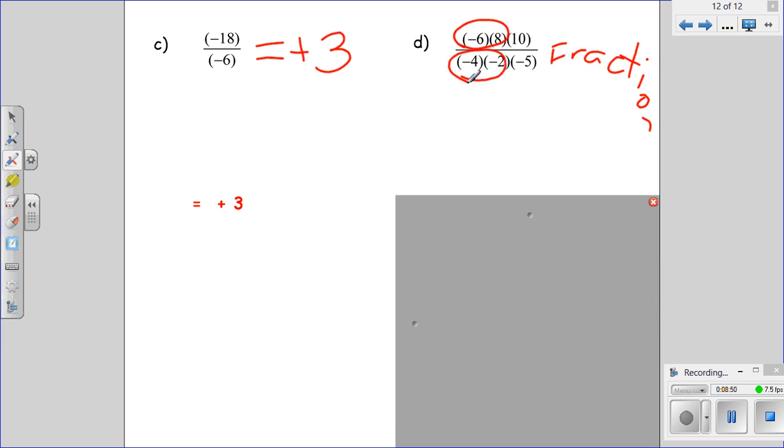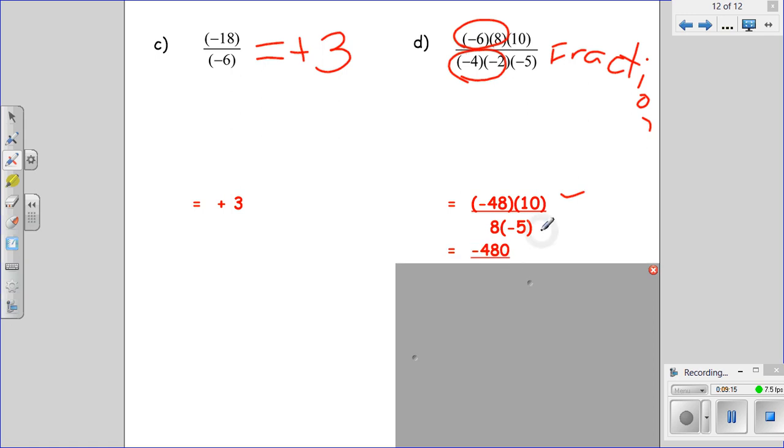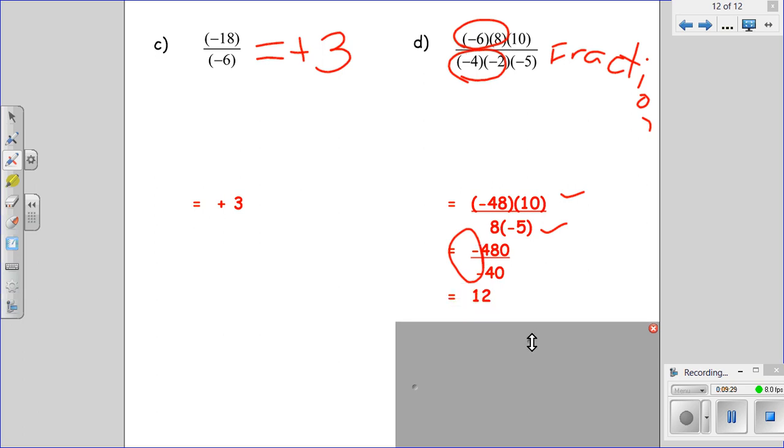Now, this is all a string of multiplication in each of the numerator and the denominator, so we do them in order. -6 times +8 is -48, and we just write the times 10. -4 times -2, a negative times a negative is a positive, so +8 times -5. Now we're going to finish evaluating the numerator. A negative times a positive is a negative, and 48 times 10 is -480. Positive times a negative in the denominator is a negative, and 8 times 5 is 40, so the answer is -40. Now we see two integers with the same sign being divided. The answer's got to be positive, and the answer is +12.